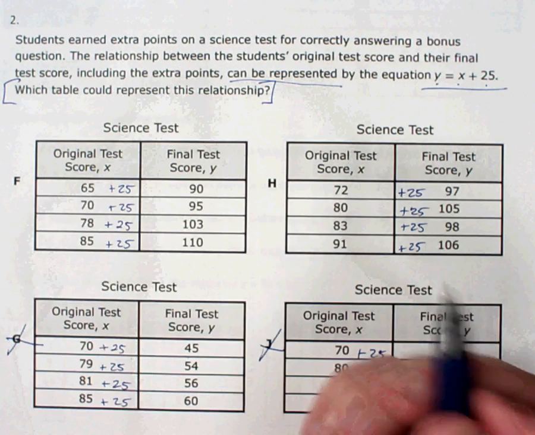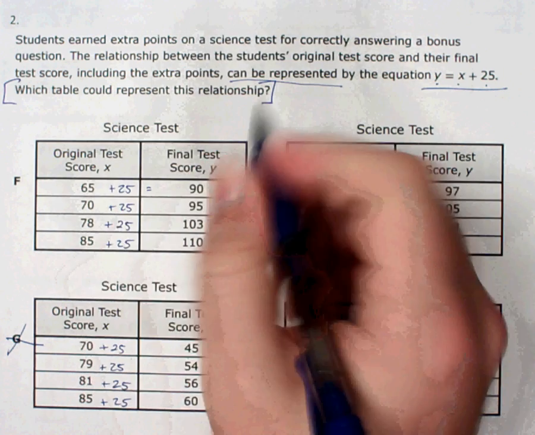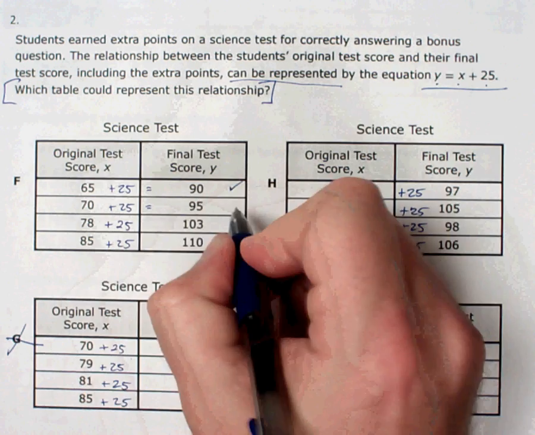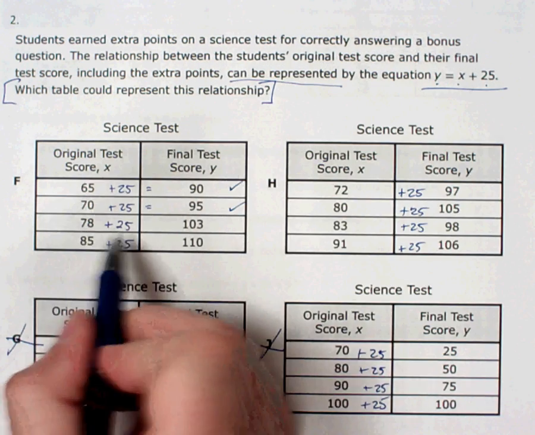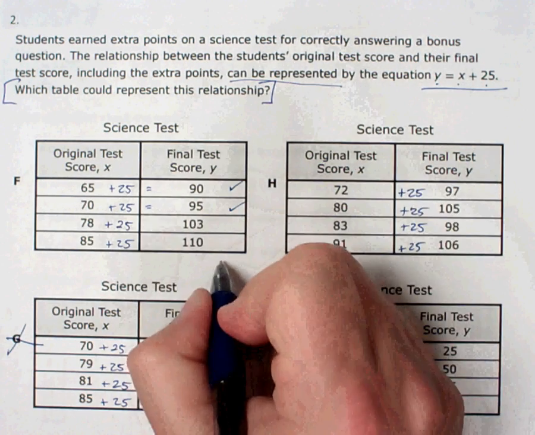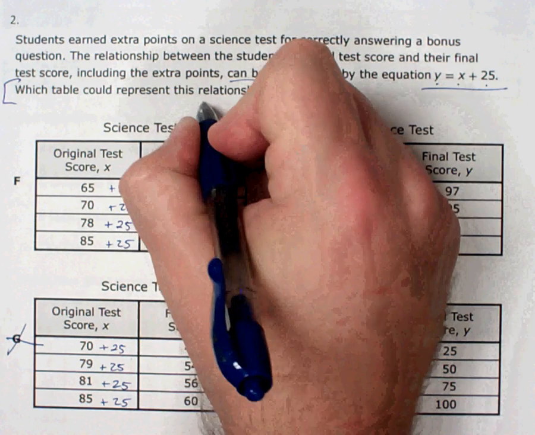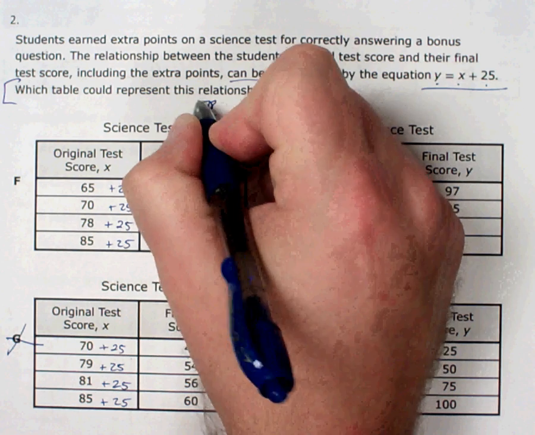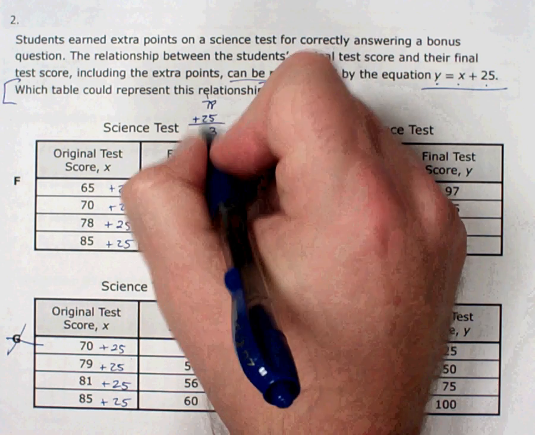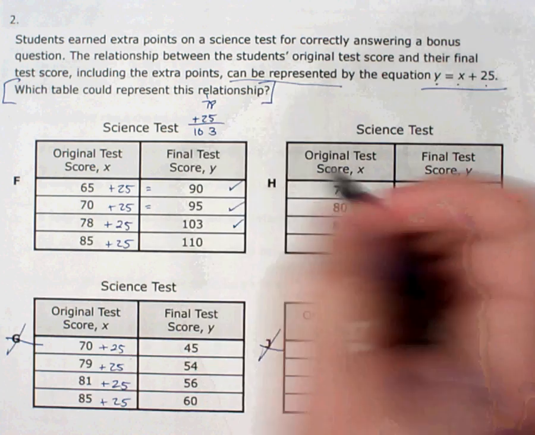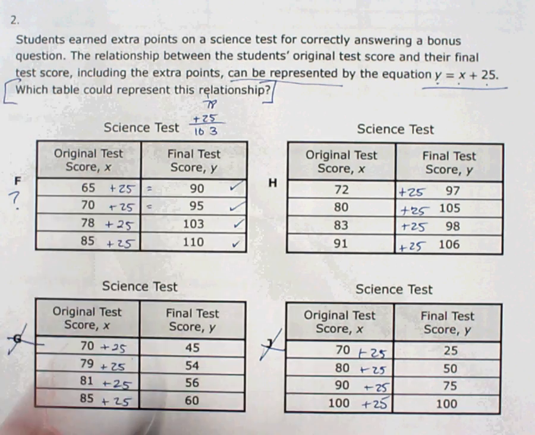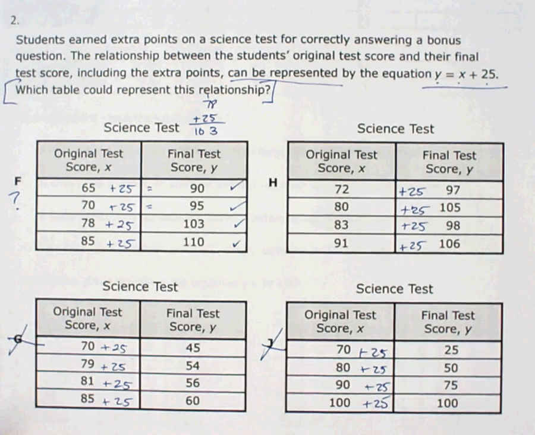So 65 plus 25, that does give me 90. 70 plus 25 does give me 95. 78 plus 25, I'm not sure on that one, so I probably want to put pencil to paper. And some of these, if you can do them in your head, that's fine, but don't be afraid to put pencil to paper on this. Okay, so that's good. 85 and 25, 110, that's correct as well. All right, so all of these are correct for F, unless I made an error, which is very possible.